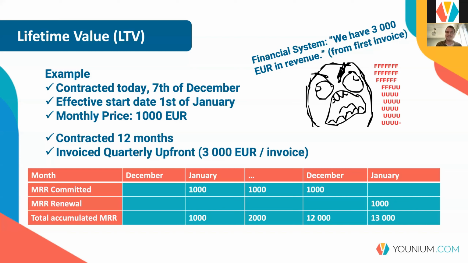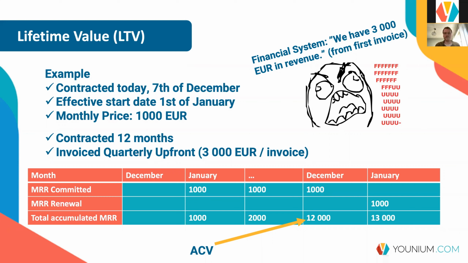If you look at this table I have here, I have added a row called total accumulated MRR to see how the MRR accumulates over time. After the first year, we actually have our ACV, or also our ARR. We could say that the contract is worth 12,000 because they have signed up to use our service for 12 months, paying 1,000 per month. That's the contract value.